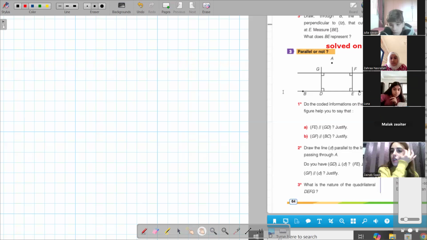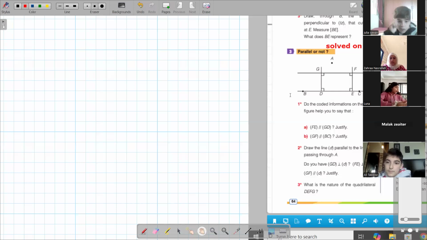Yes, Luna. Can you give me something given from the figure? Perpendicular lines. Bravo. They gave us some symbol to show us that they are perpendicular. Which two lines did they give you as perpendicular? Line GD and FE. GD and FE are perpendicular to which line? To line D1, bravo.